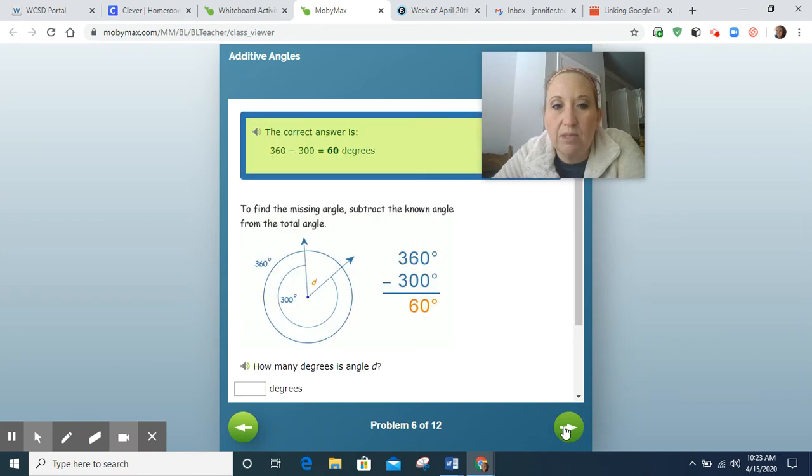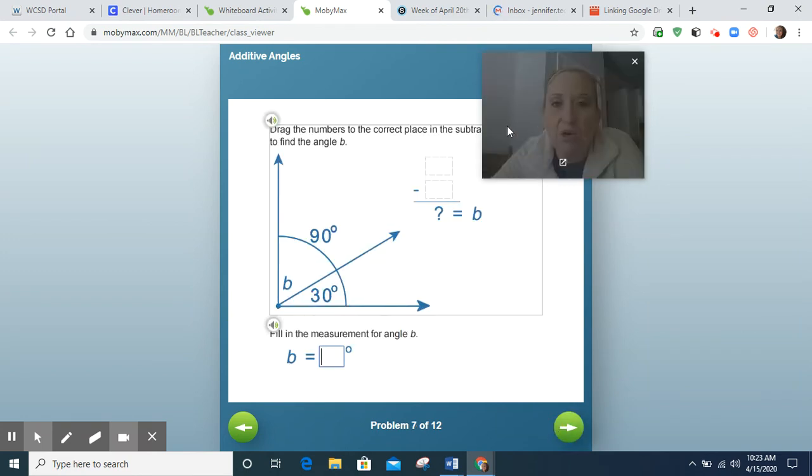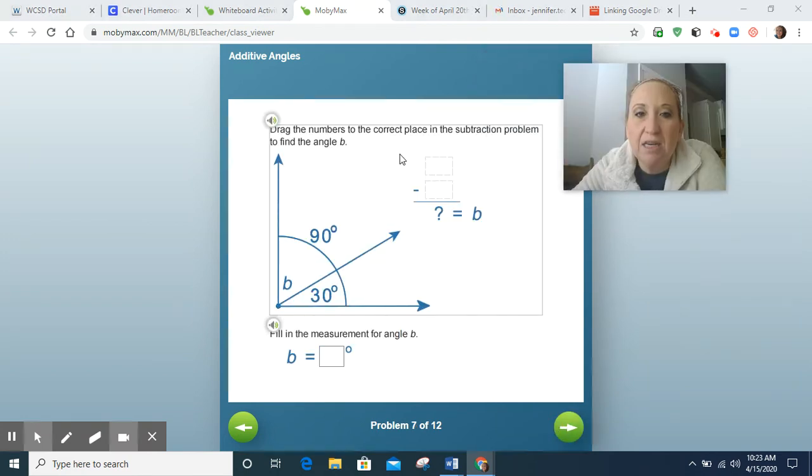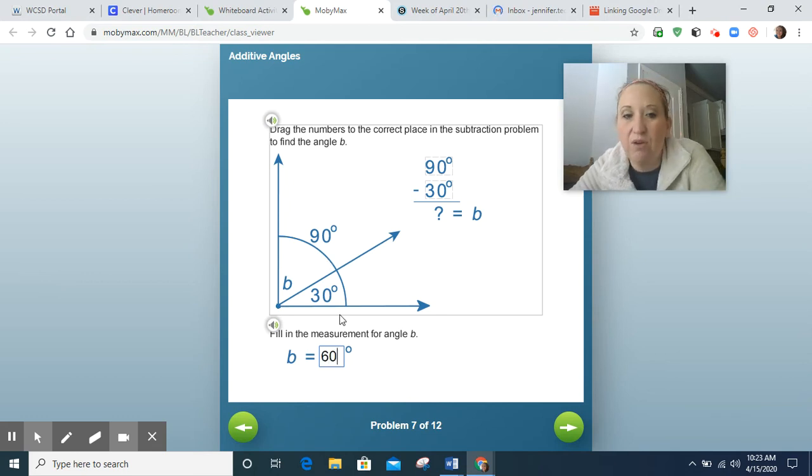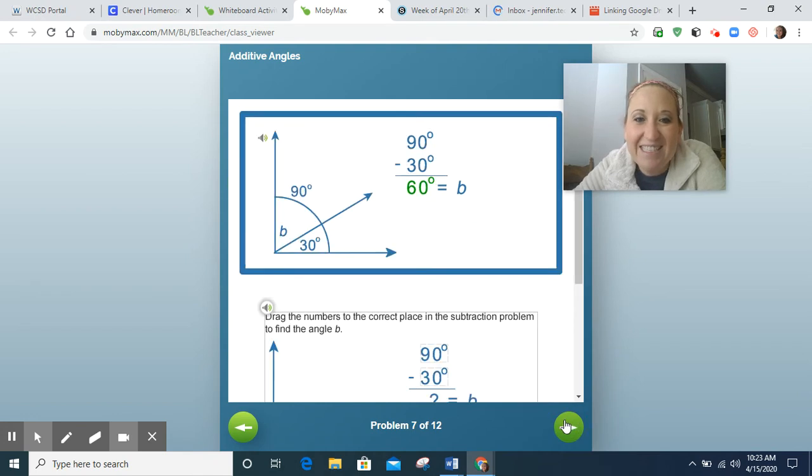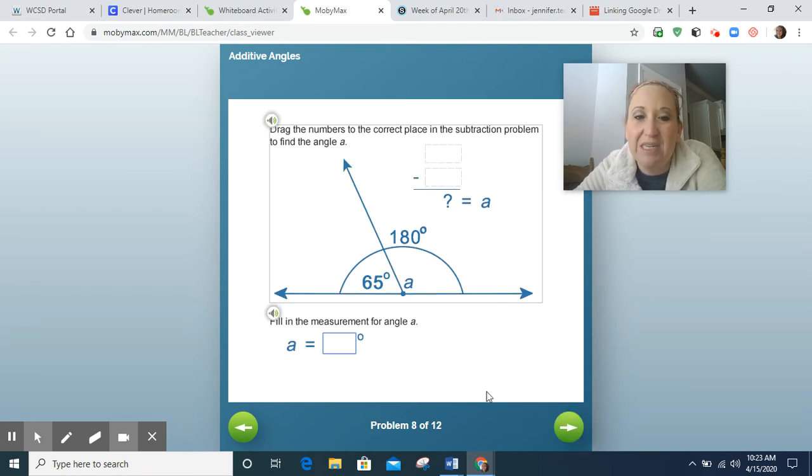Let's go back here. Okay, so this says to use the numbers or drag the numbers to the correct place. So that means we know that this whole thing is 90. So we have to do 90, take away the part that we know, which is 30, which means 90 minus 30, we know this would be 60. So we know that that angle would be 60.